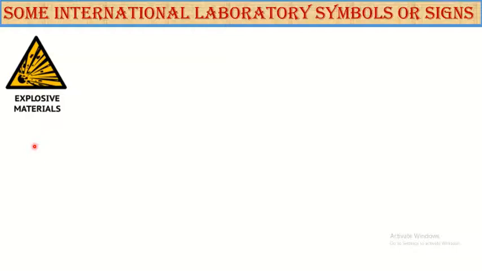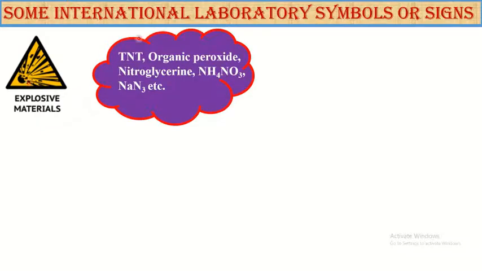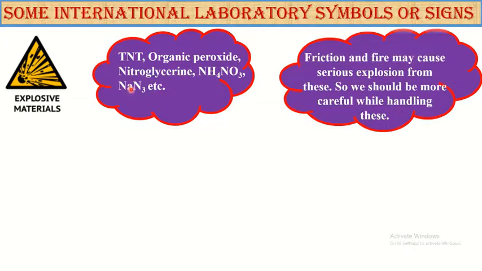First one, explosive materials. Its sign should be this, that is kept on the container where that type of materials are kept. That type of materials are TNT, that means trinitrotoluene, organic peroxide, nitroglycerin, ammonium nitrate, sodium nitride, etc. These are explosive materials. Friction and fire may cause serious explosion from these. So we should be more careful while handling these.